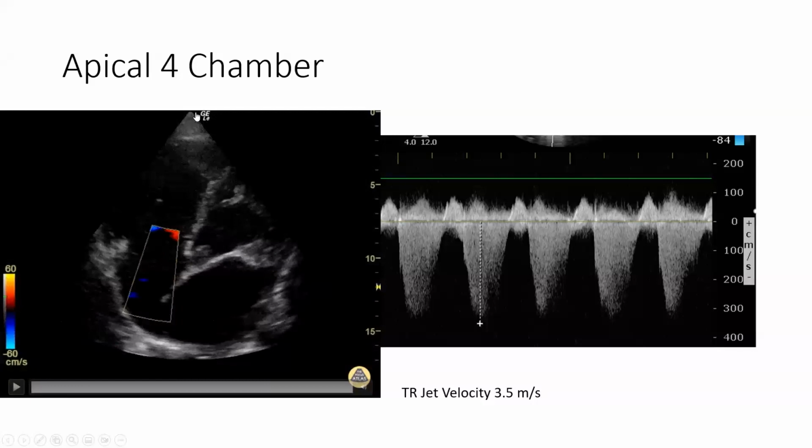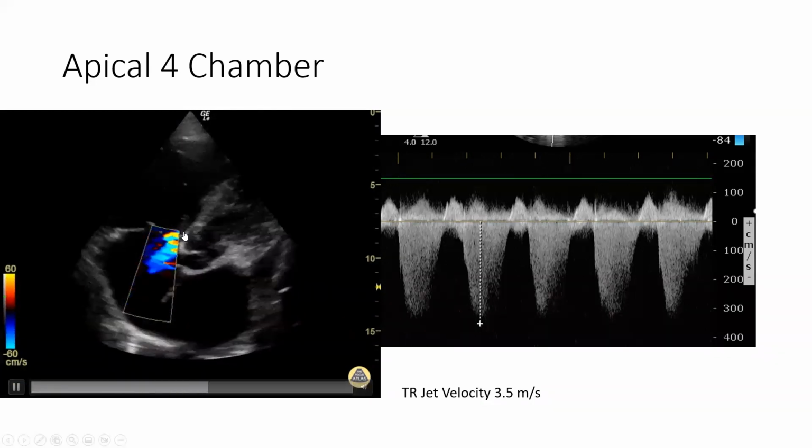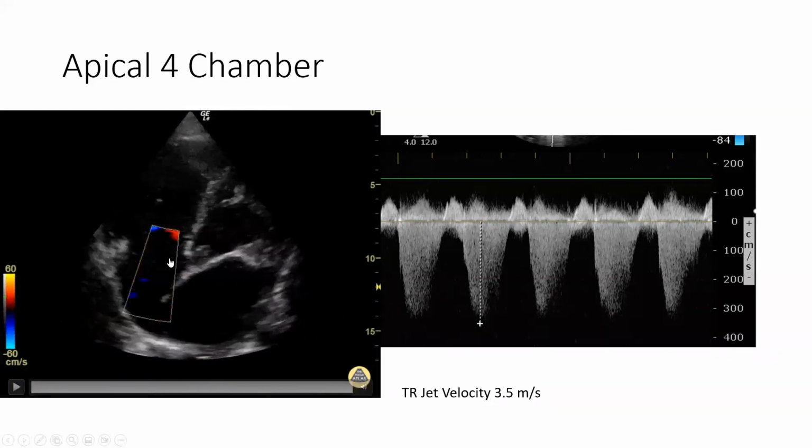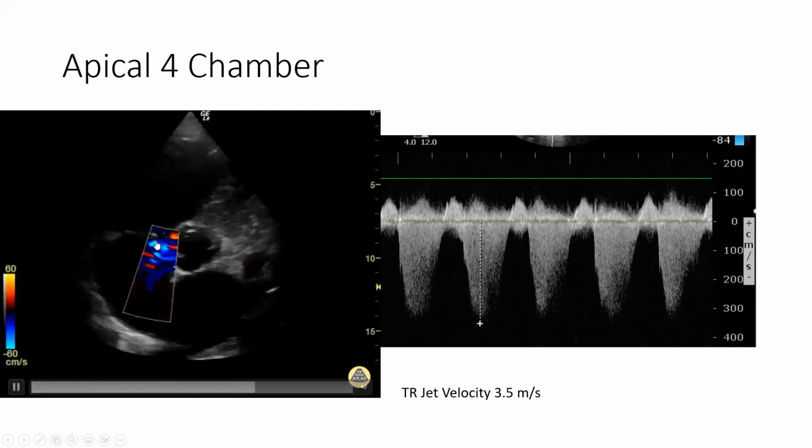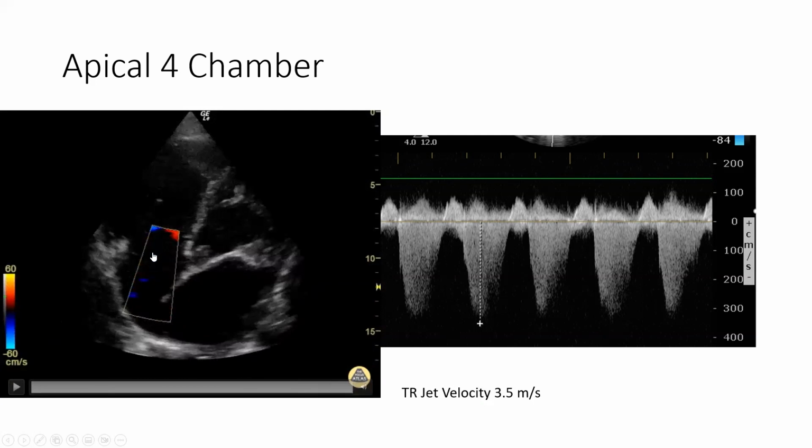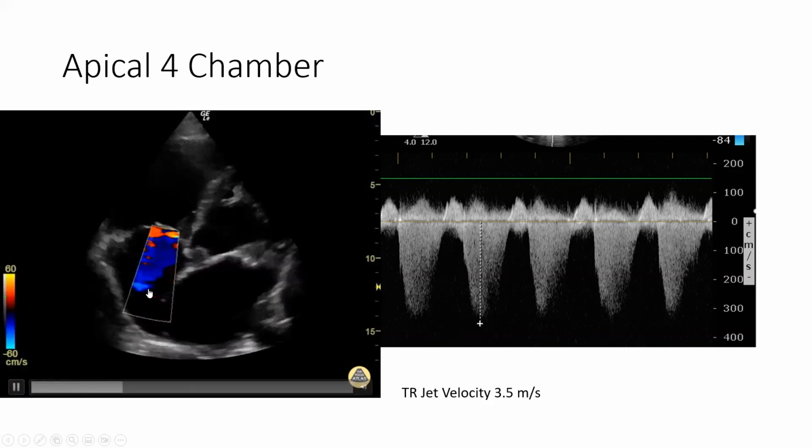So if our probe is here, and we're using standard convention of blue flow is away from the probe, red flow is towards the probe, then we would expect tricuspid regurgitation to be the blue portion of this color Doppler signal. So we're looking for the blue flow.